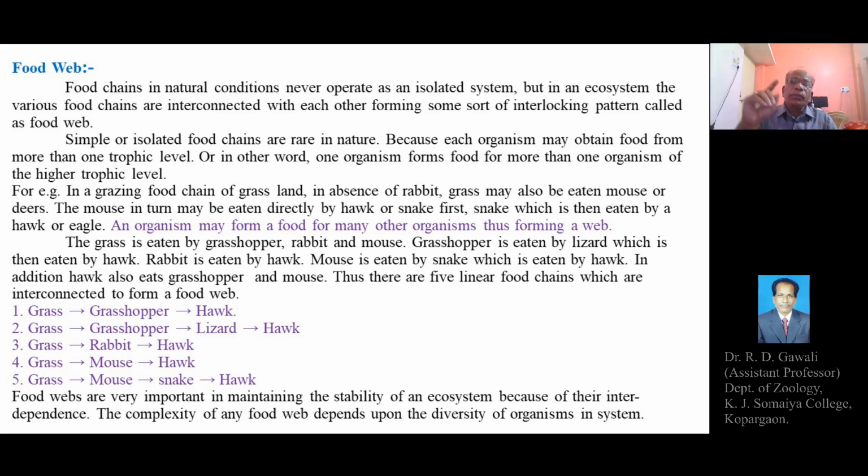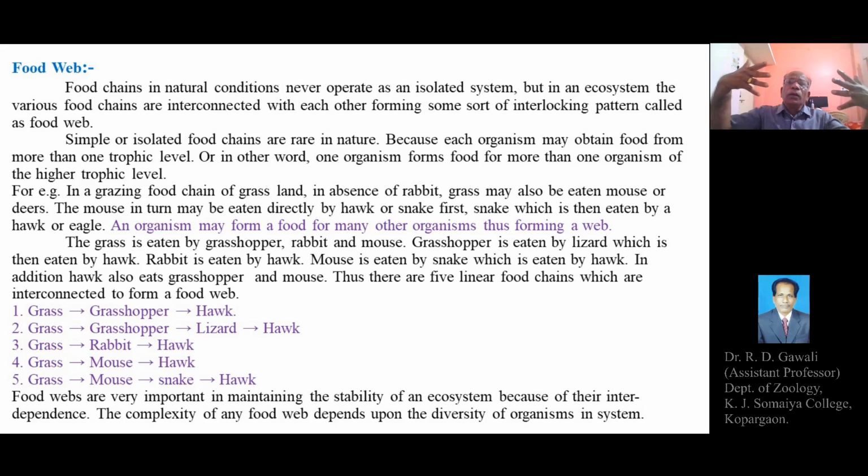So these are the five linear food chains, and these are interconnected to form a food web. Means simply, grass is at the first feeding level in all the five linear food chains, and this grass can be eaten by grasshopper, rabbit, mouse, deer, cattle. So there are so many herbivore organisms which can consume the grass. And all these herbivores can be eaten by the carnivores of the first level, the primary carnivores. Primary carnivores can then be eaten by secondary carnivores, then tertiary carnivores or a top carnivore.